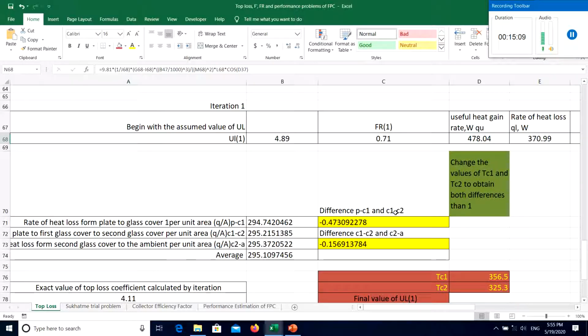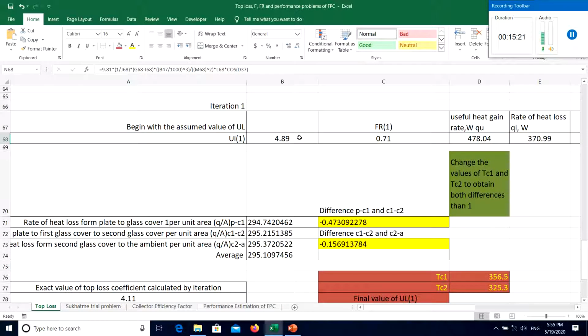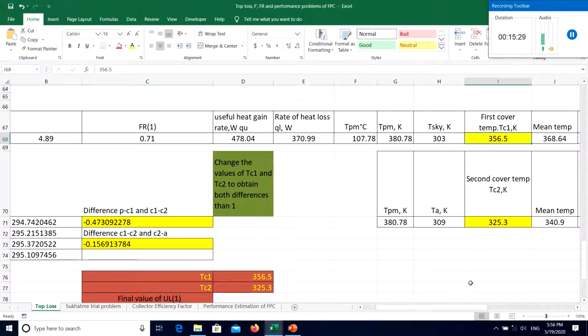Okay, now the difference between PC1 and C1, we need to match these values equal. These values should be more or less equal. Now this calculation shows, suppose we start with some other value. Say this 4.89 is the final answer which we have got. See here how to proceed. Now I will change the value of this first cover temperature to say 365. So if I change this value to 365, these differences will change. So the first difference is minus 189 and the other difference is 91.